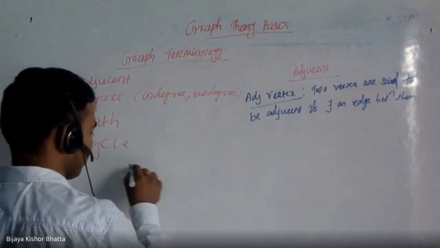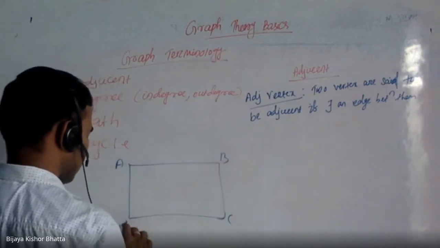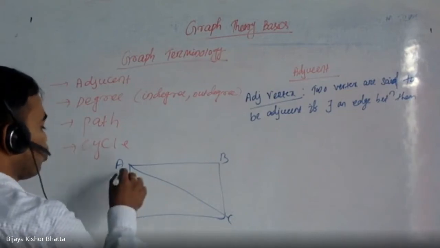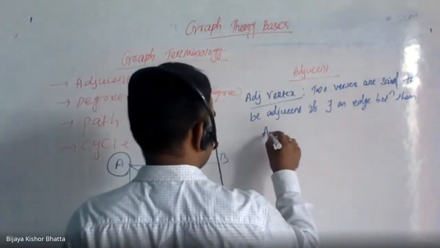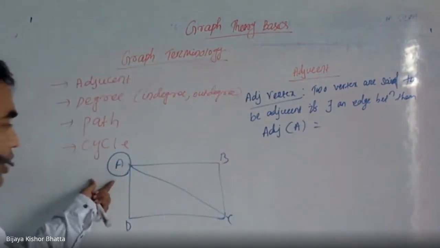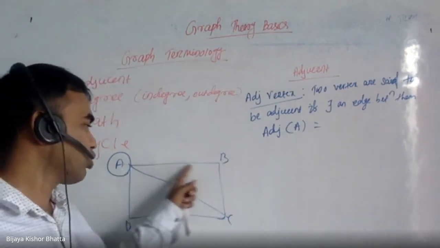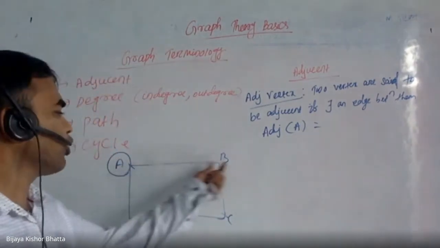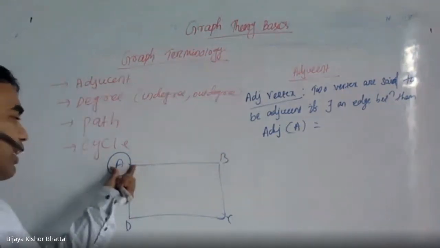Suppose this is my vertex A, this is B, this is C, this is D. Suppose this is also connected. If I ask, who is the adjacent vertex of A? The adjacent vertex of A is the vertex that is connected by an edge. So who is connected? B is directly connected to A by an edge, and D is directly connected to A by an edge.